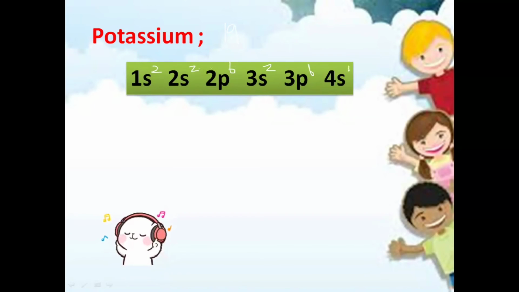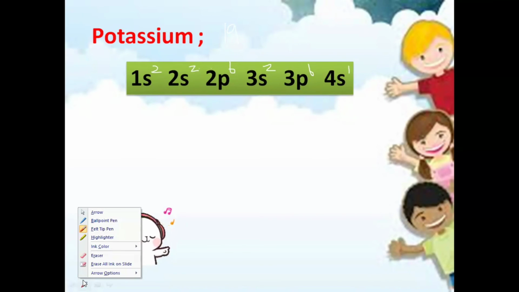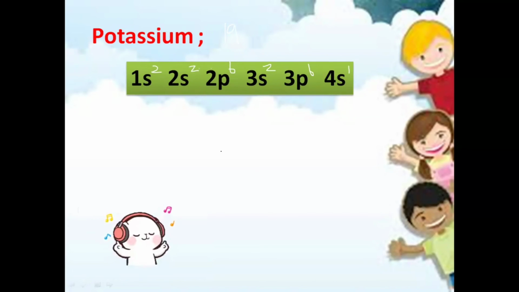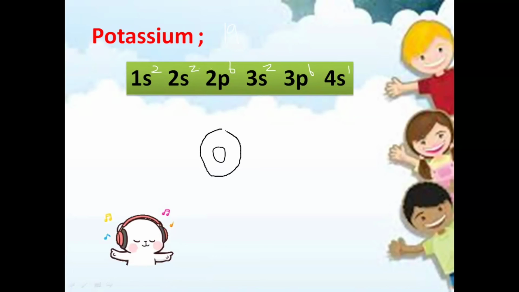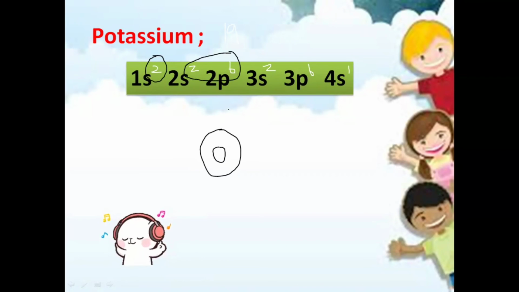Okay, now how will we draw the atomic orbital? Wait, I'll show you how to draw. See, this is the first shell. It can accommodate up to 2 electrons. Second shell can accommodate up to how many electrons? 8 electrons. 6 plus 2, 8. How many electrons can the third shell accommodate?